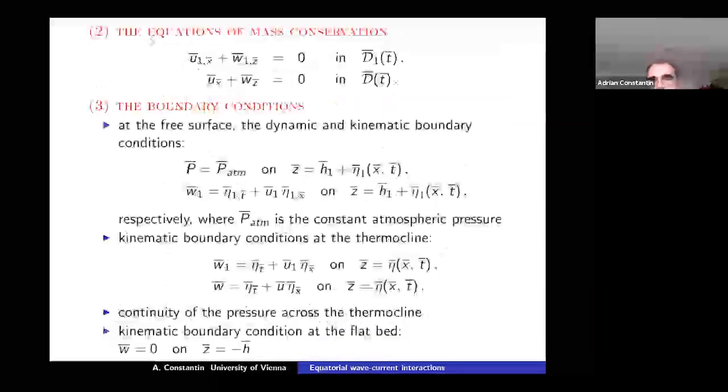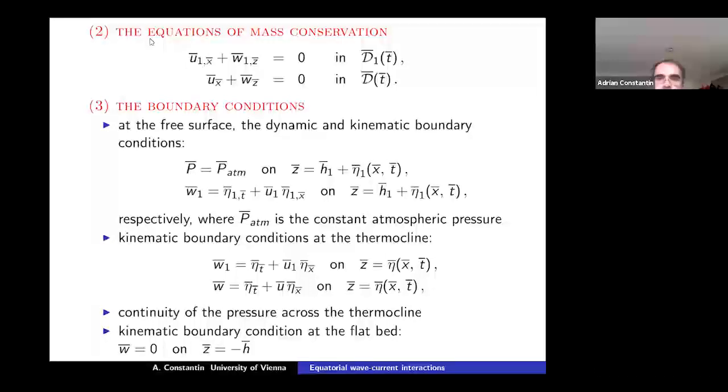We have mass conservation in each layer, and now what are the boundary conditions? So at the free surface, eta1, the pressure should be equal to atmospheric pressure. And you have the kinematic boundary condition, where W is the vertical velocity, U is the horizontal one, and eta is the surface. So this is the kinematic condition telling you that the particle on the free surface will stay there.